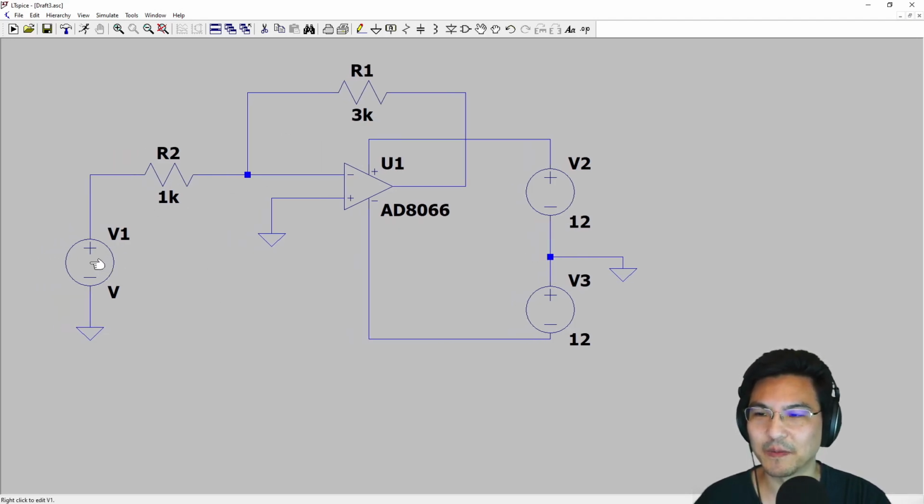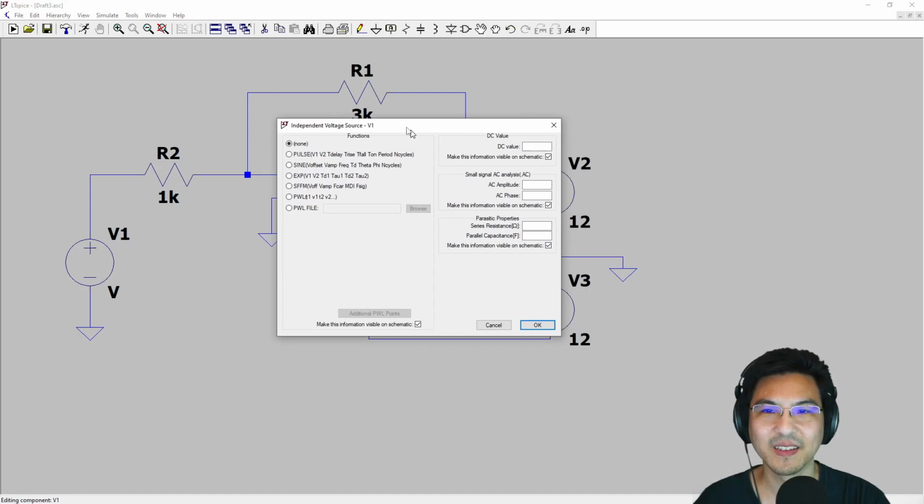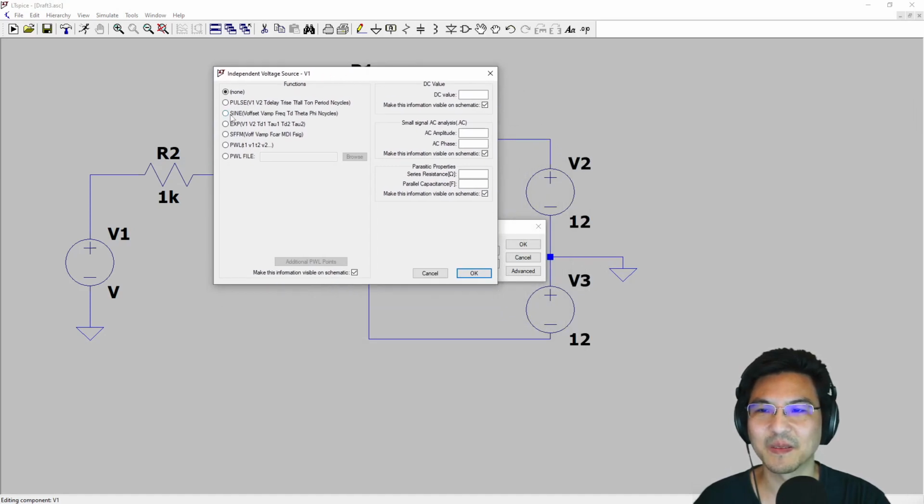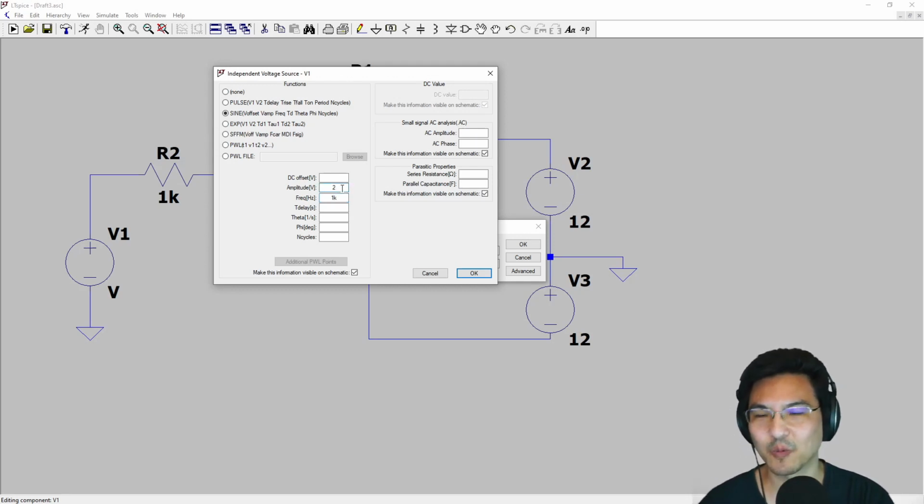Okay, now for the voltage input, let me right click. I'm going to click advanced, and I'm just going to give a sine wave. Let's say the amplitude is 2 and a frequency of 1 kilohertz. Right, so what does this mean? It means it's waving between positive and negative 2.